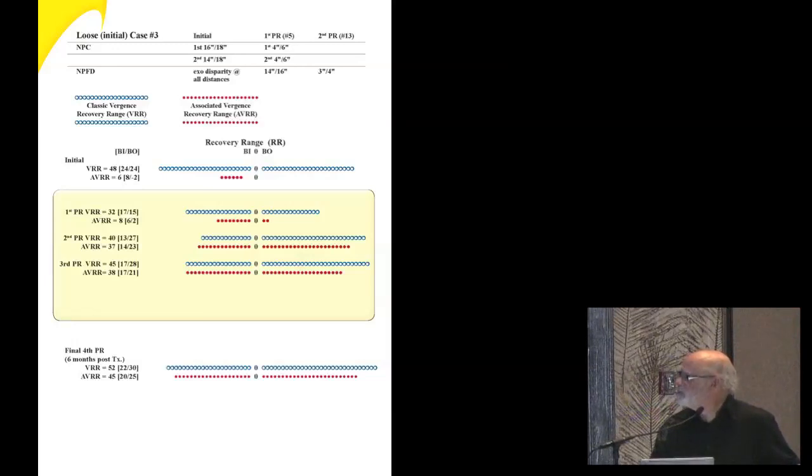Look at it at the end. 52 over 48. Here we are summarizing. Initial, 48 over 6, a loose relationship. Final, 52 over 45. Here it is at far. Initial regular fusion range, 12. Associated fusion range, 1. Oops.